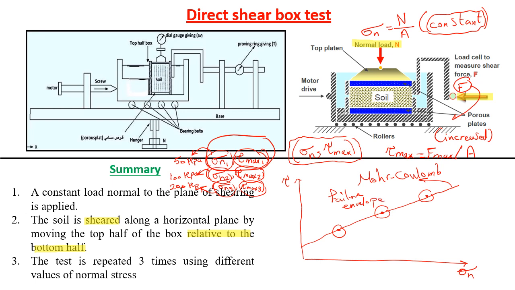So if you have a compass and a ruler, you can just measure the value of this angle. It's equal to phi, and you can measure the value of the intercept on the y-axis, which is C, or cohesion of the soil.